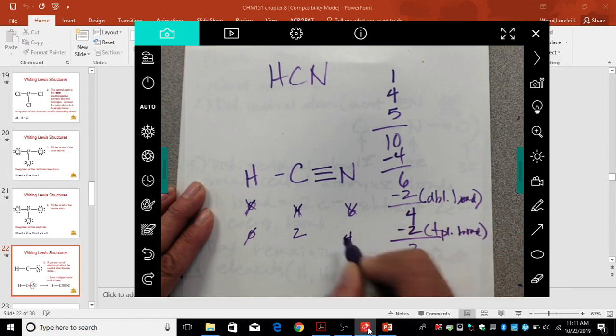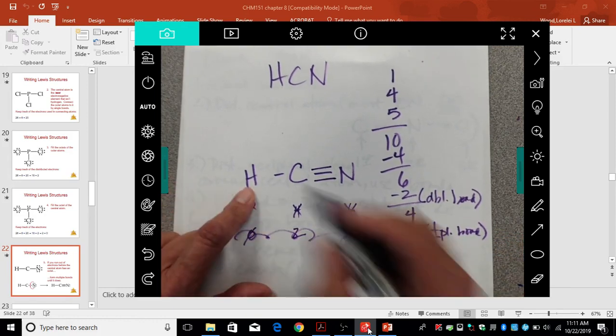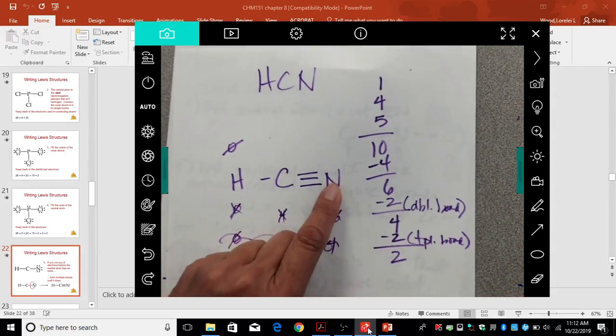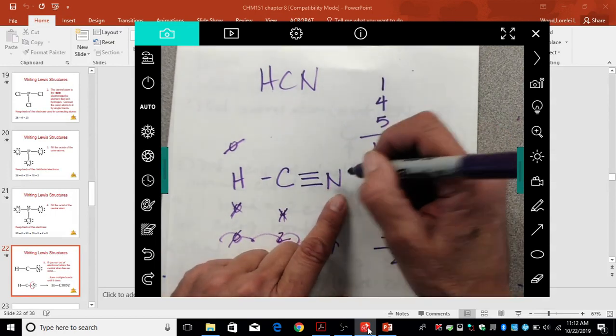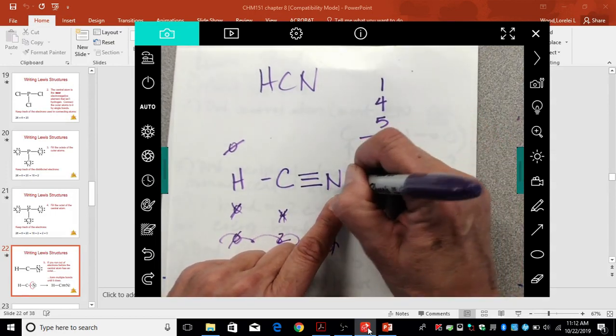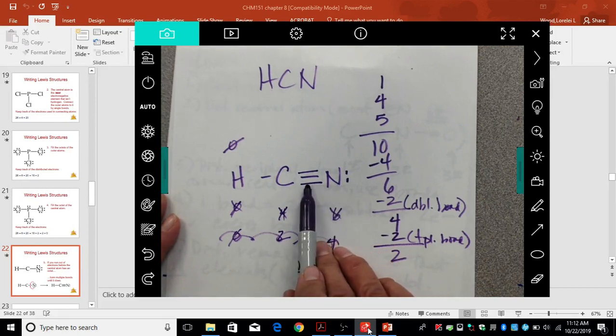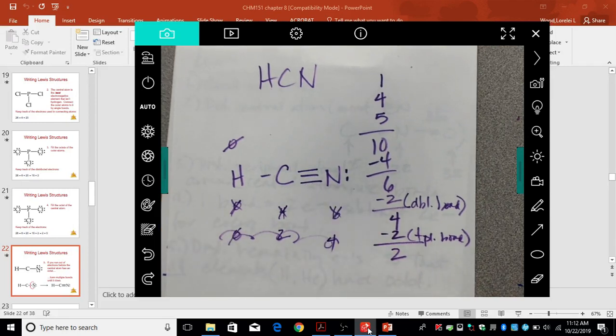Now I got 2 left. Hydrogen doesn't need any more. Does carbon need any more? Nope, carbon's good. How about nitrogen? Needs 2 more. Where am I going to put them? The rule is the electrons are going to be repulsed by other electrons, so they want to be as far away from each other as they possibly can.